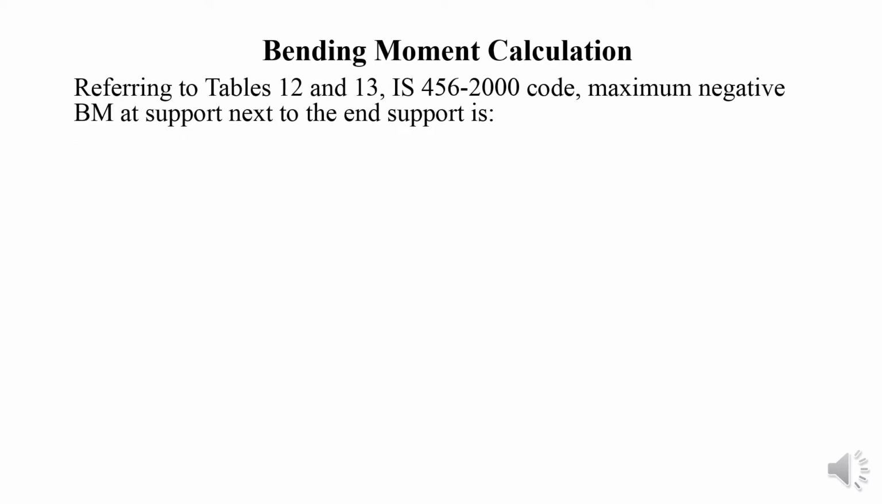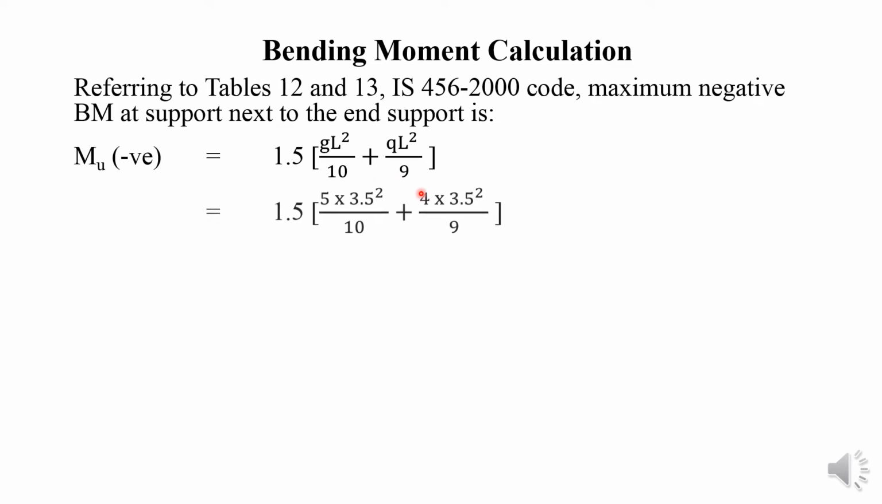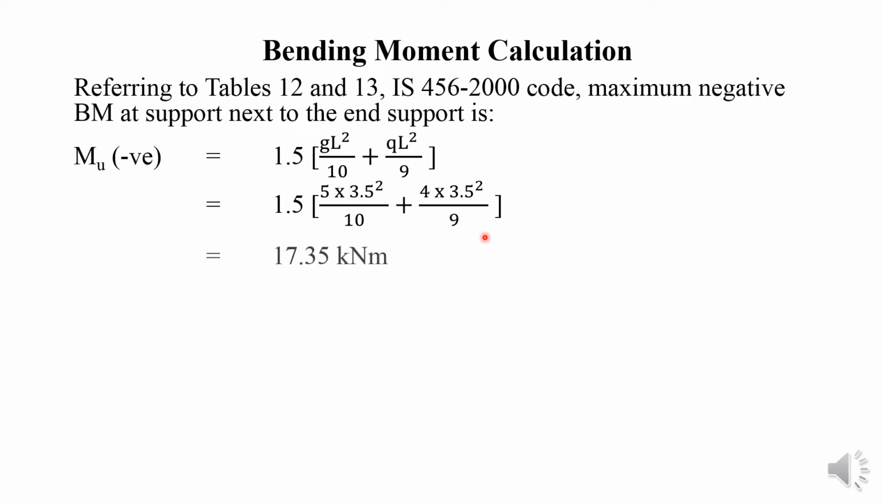Next you have to find out the bending moment calculation. Referring to table number 12 and 13 of IS 456 2000, the maximum negative bending moment at the support next to the end support is 1.5 GL square by 10 plus QL square by 9. So substitute the values here. 1.5 into 5 into 3.5 square divided by 10 plus 4 into 3.5 square divided by 9. So that will be equal to 13.35 kilonewton meter.